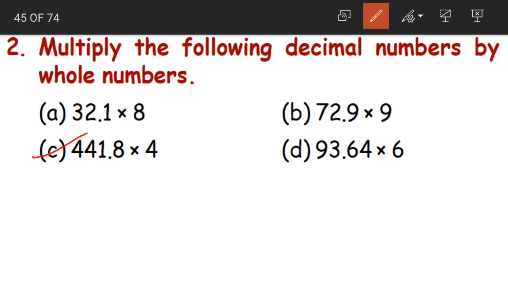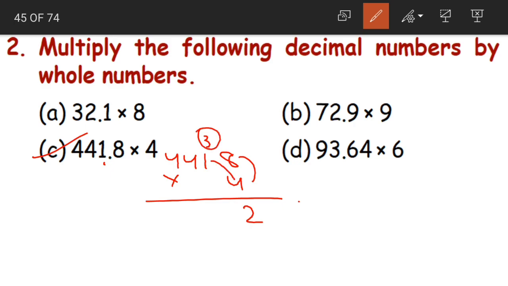Let us solve question 4 as well. 4.418 into 4. Again ignoring the decimal point and multiplying. 4 8s are 32, 3 carried. 4 1s are 4 plus 3, 7. 4 4s are 16, 6 here 1 carried. 4 4s are 16 plus 1, 17. This is our product. Now where should we keep the decimal point?